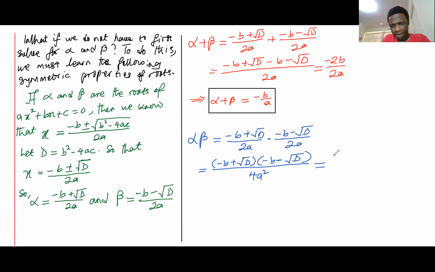Is it b squared? Close. Negative b squared minus d? Oh, sorry, square root d. Thank you. Square root d squared. Does everybody understand that?